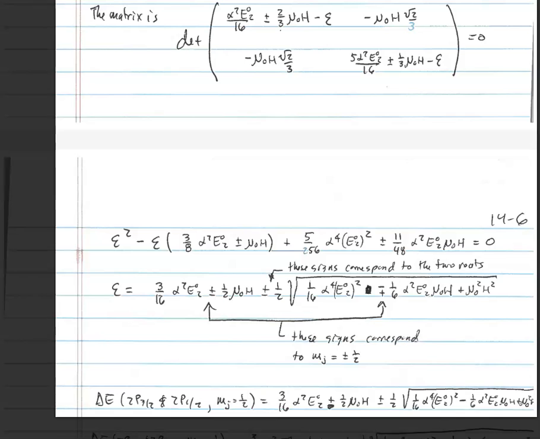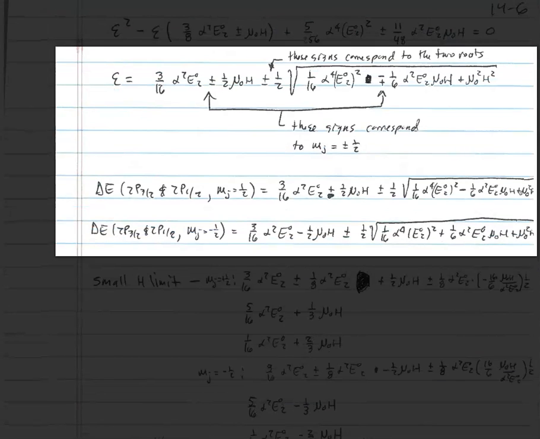Now we have to plug in the situation in the case where mj is equal to plus 1/2. So I'm going to take plus for those 2 roots that are pointed out from below. And we get 3/16 alpha squared E0 squared plus 1/2 mu 0 H plus or minus 1/2 this square root of this ugly term. If we look at the case where mj is equal to minus 1/2, we'll get 3/16 alpha squared E0 squared minus 1/2 mu 0 H plus or minus 1/2 that nasty square root that now has a plus sign instead of a minus sign inside it.